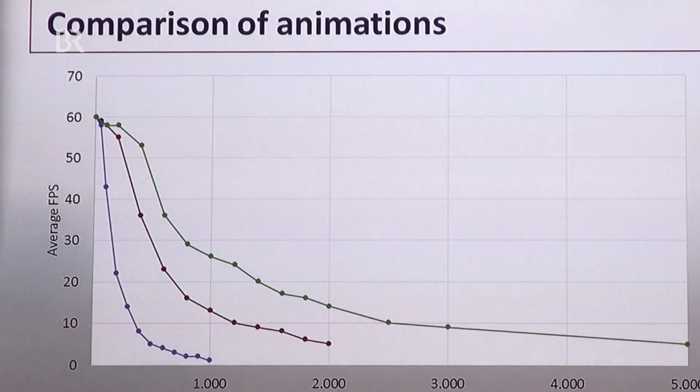And you see HTML with 200 elements is over 20, and if you have more than 200 elements, it goes under 20, so it's no good animation. And you see WebGL can make maybe 1,500 elements with more than 20 frames per second.